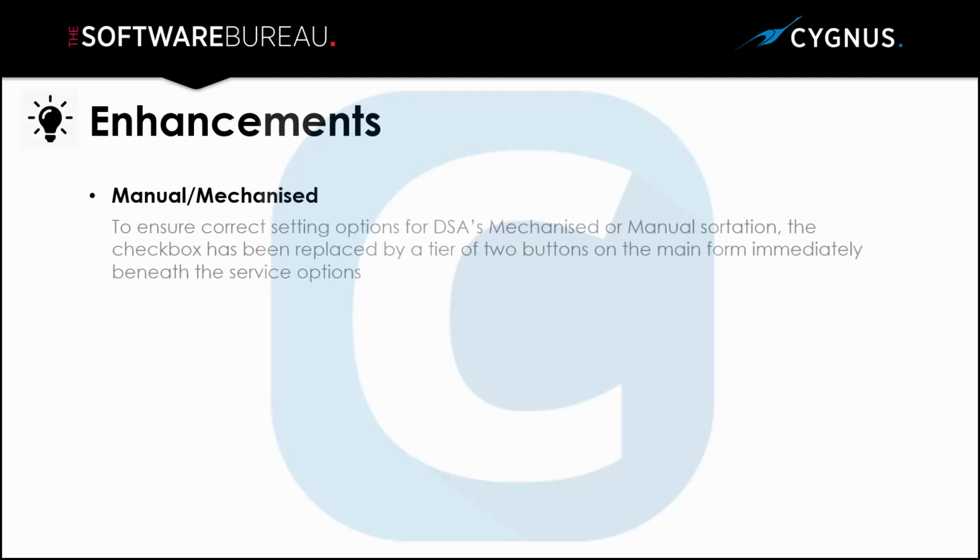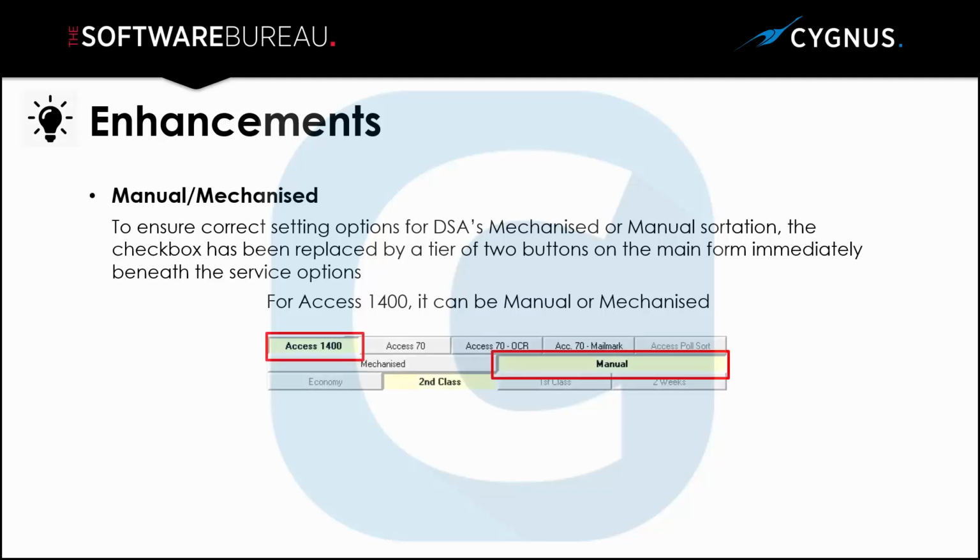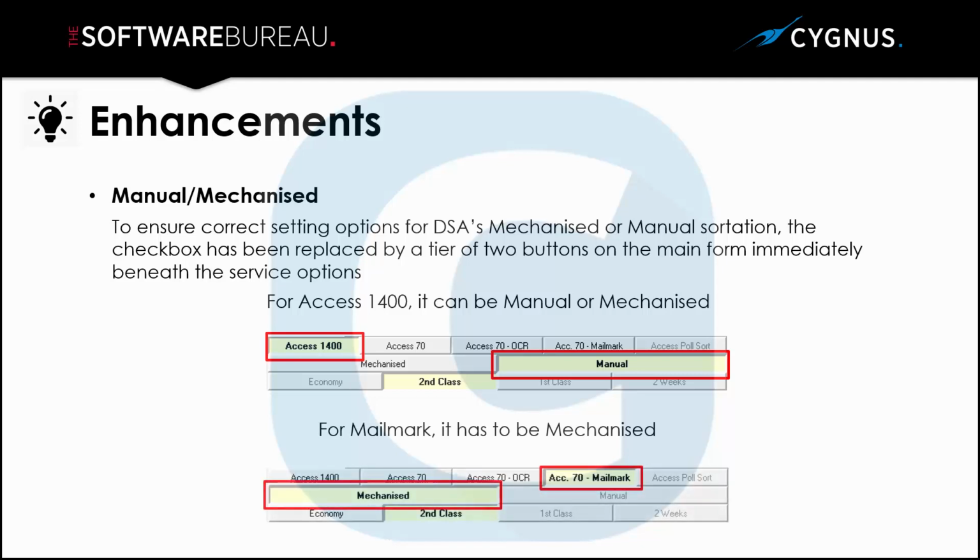Manual mechanized. To ensure correct setting options for DSA's mechanized or manual sortation, the checkbox has been replaced by a tier of 2 buttons on the main form immediately beneath the service options. For Access 1400, it can be manual or mechanized, but of course for mailmark sorts, it has to be mechanized.